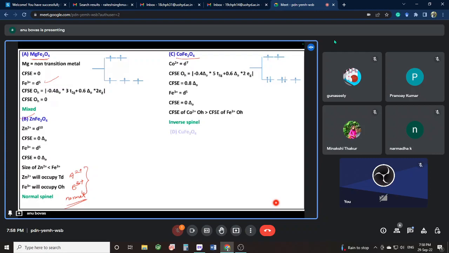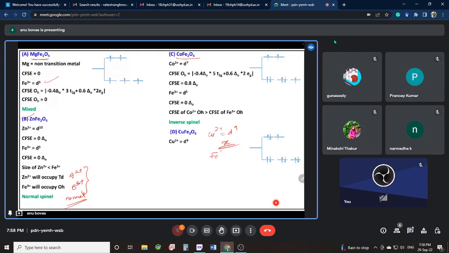you can easily answer. Similarly, option D also, CuFe2O4. Cu2+ is d9. Anyway, even if you don't calculate this, by looking at this itself, you can answer this. How? Cu2+ d9. It will have some amount of CFSE. Okay, let it be X. Some amount of CFSE it has.